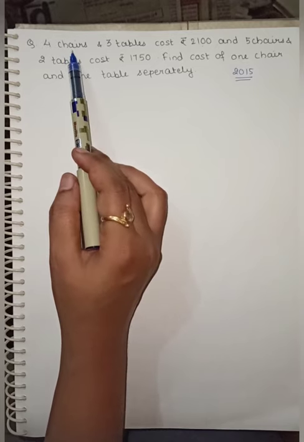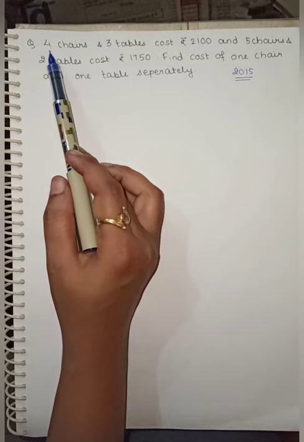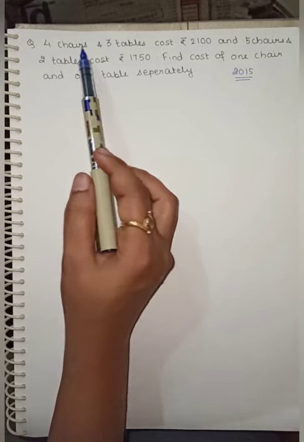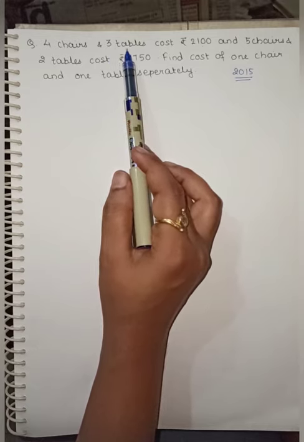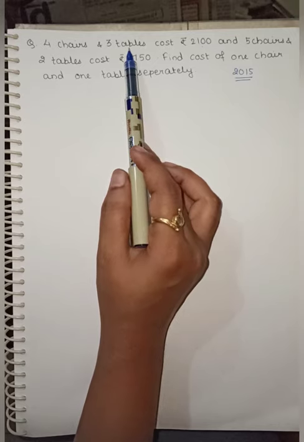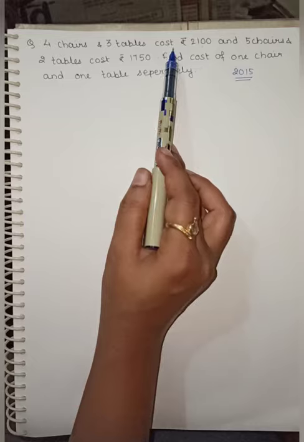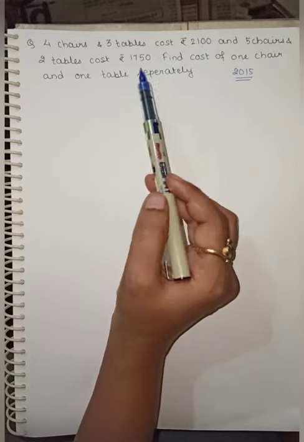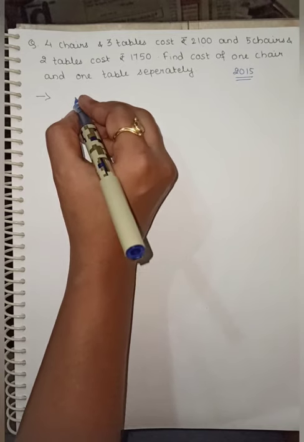Now if 4 chairs are there and if I am considering the cost of 1 chair to be one variable, so for 4 chairs I will be multiplying it with 4. Similarly, if I consider the cost of 1 table to be another variable, and for 3 tables I will be multiplying it with 3. So the total cost will be 4 chairs plus 3 tables, which is equal to 2100. Similarly for the second case also, and hence let us consider the variables accordingly.